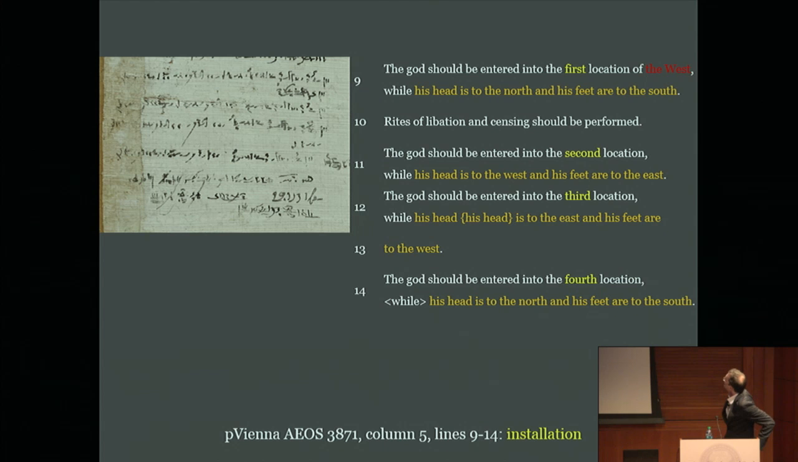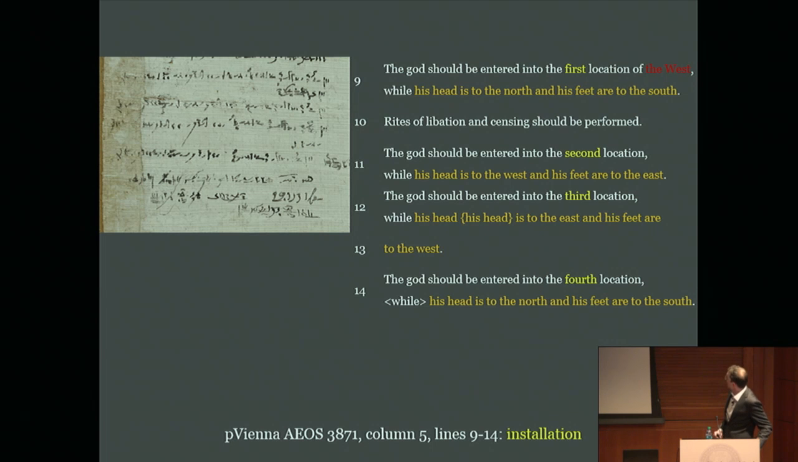Let's read them. It says the god, again, that is the mummy, the corpse, should be entered into the first location of the West. The West is this structure. While the mummy, its head is to the north and its feet are to the south. Rites of libation and censing should then be performed. Then the god, the mummy, should be entered into the second location, while its head is to the west and its feet are to the east.